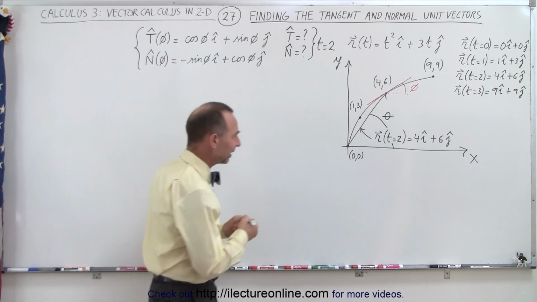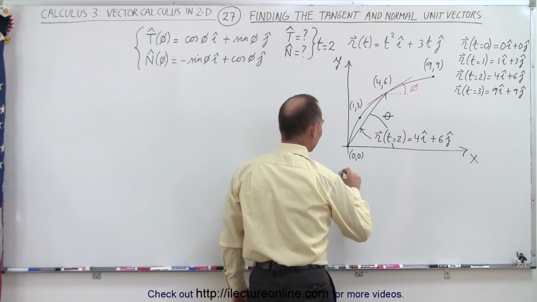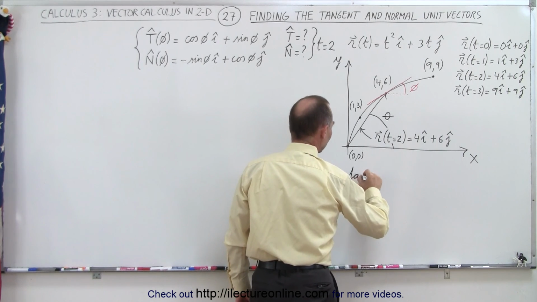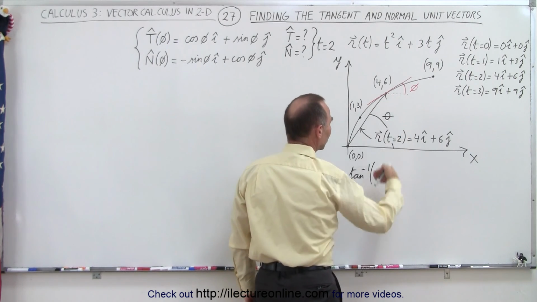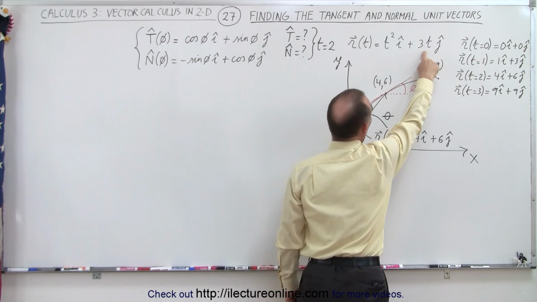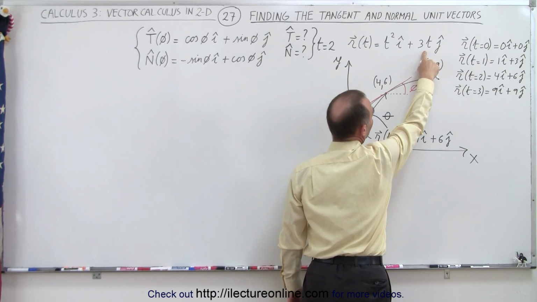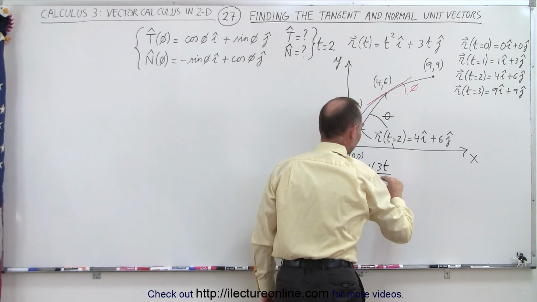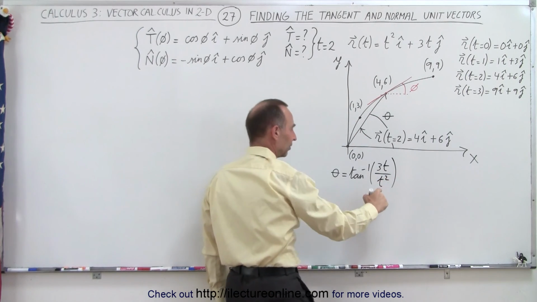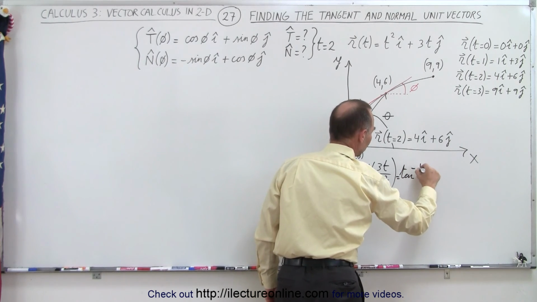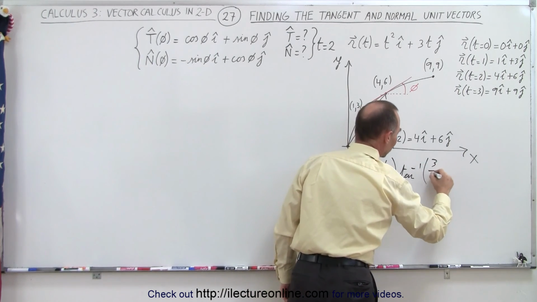So first, let's find theta. Theta can be found by taking the inverse tangent of the opposite side over the adjacent side. The opposite side would be the y component of the position vector, which is 3t, divided by the x component of the position vector, which is t squared. So we can cancel a little bit, and this is equal to the inverse tangent of 3 over t.